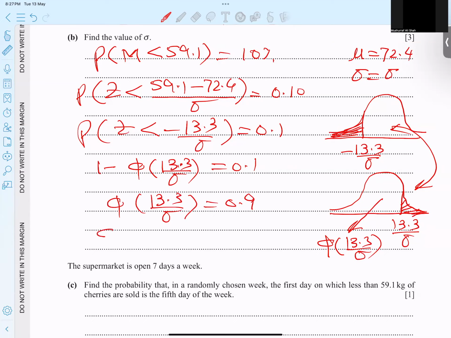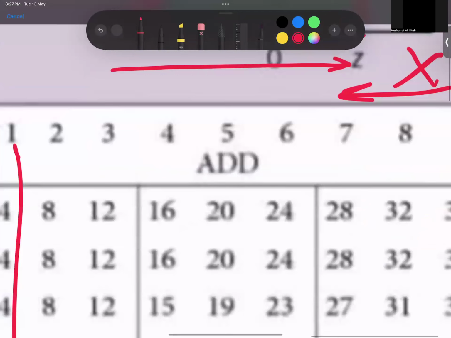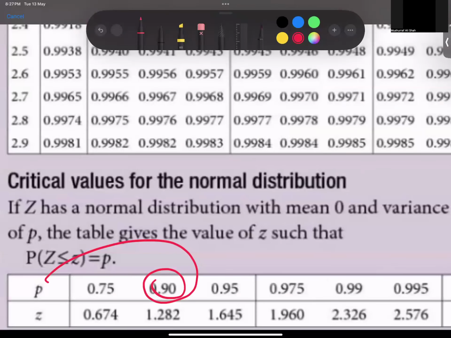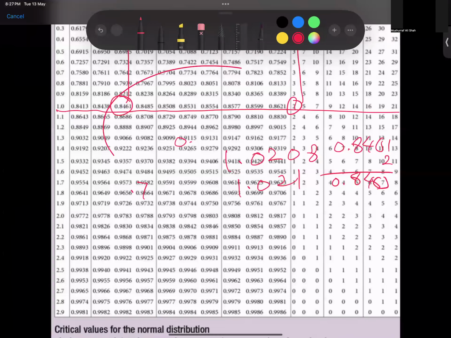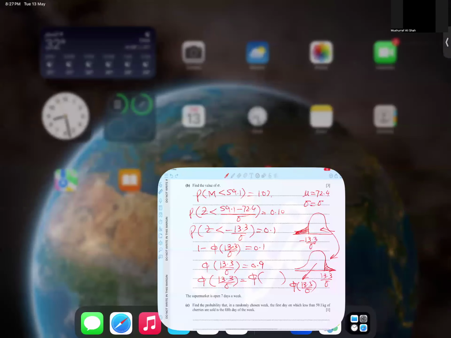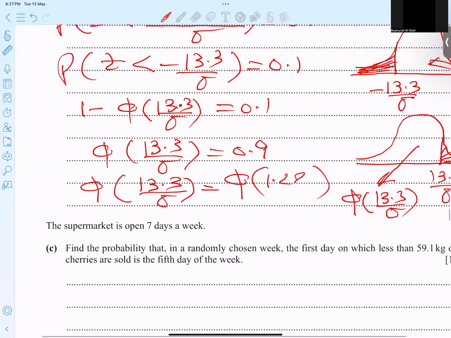And go back and see the table. Actually, we are going to reverse. So phi of what number? Probability is 0.9. I'll also tell you some special probabilities given below. The probability is 0.9 and Z is 1.282. Even if I try to find it from the top here, it will come the same. So 1.282.